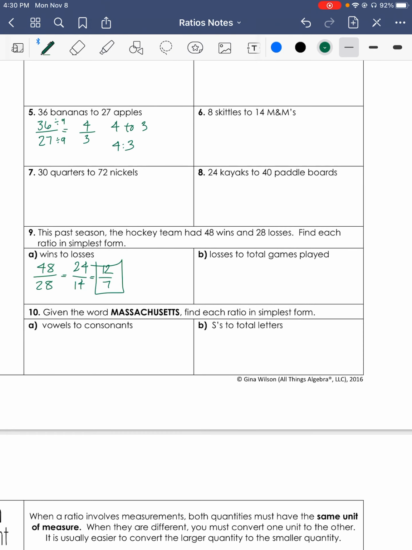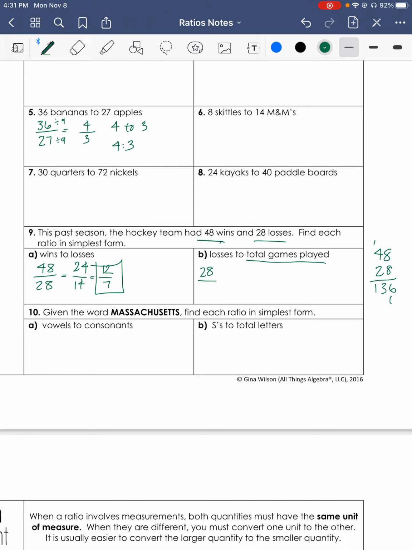This is a great question here, right? Because the information in the problem just tells us we had 48 wins and 28 losses. So what are the total number of games played, right? Losses would be 28, but what's going to go on the bottom here? We need to figure out how many games they played total. And so we'll just add up the total wins and losses. 48 plus 28, add those together.